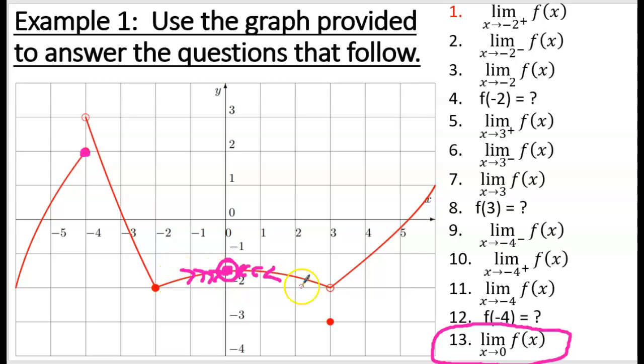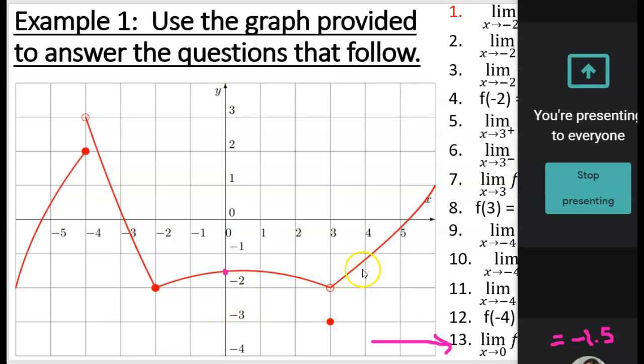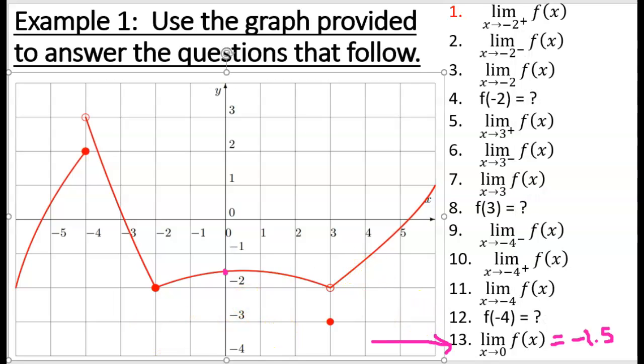So since the limit from the left and the limit from the right are both meeting up at the same spot, what is the y value of that spot? Well, I would estimate that to be about negative 1.5. I can only estimate because they didn't actually give me a coordinate there. But there you go. The reason I included number 13 was so that you know that if they don't put a plus or a minus here, that means they want you to come from both directions, and if the limit actually exists, then that's the answer.